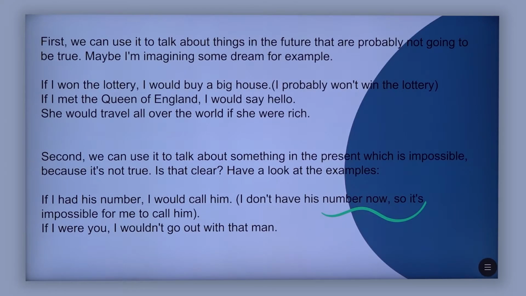First, we can use it to talk about things in the future that are probably not going to be true. Maybe I'm imagining some dream, for example. If I won the lottery, I would buy a big house. I probably won't win the lottery. If I met the Queen of England, I would say hello. She would travel all over the world if she were rich.